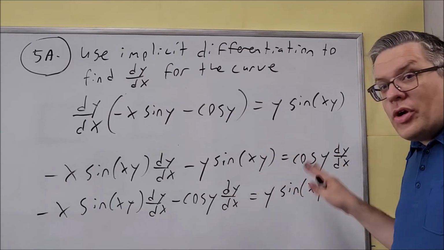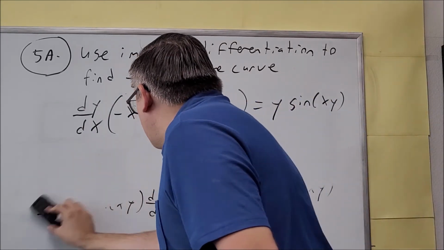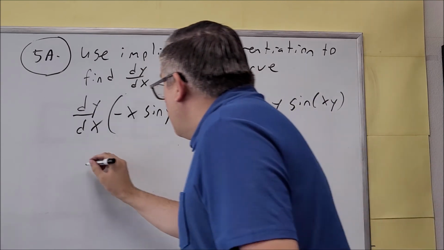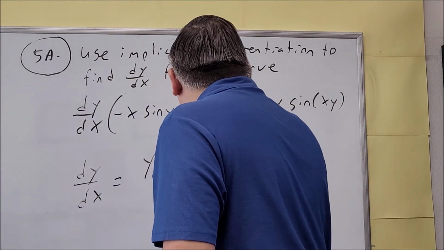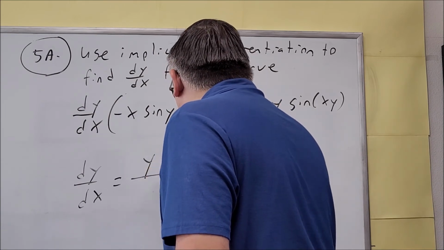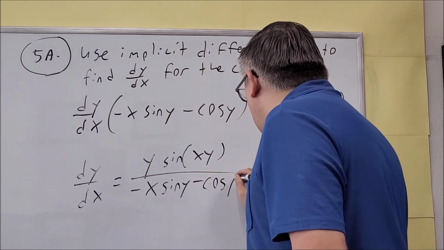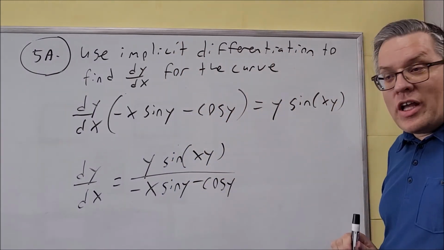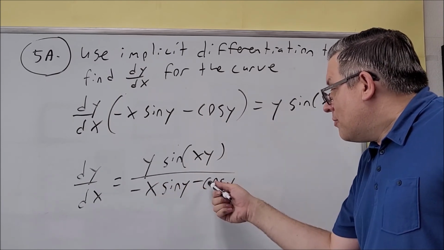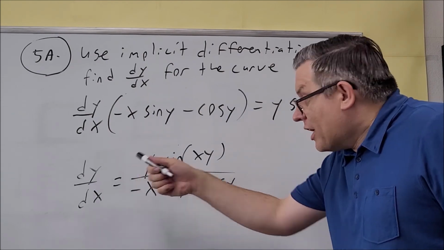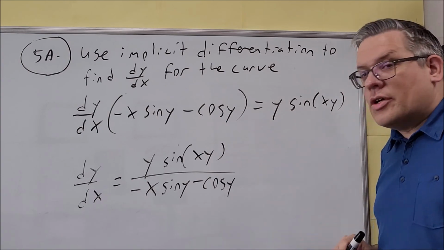So now, hopefully you have all this. If not, you can always rewind it. Let's erase all this so we have some space to get the final answer. Your dy/dx is going to equal y sine xy over negative x sine y minus cosine y. You can leave your answer like that. If you'd like to just distribute or take out a negative sign from both of these, factor one of those out and just put a big negative outside and have a plus down here, that's fine as well. Not necessary though, this answer is sufficient as is.